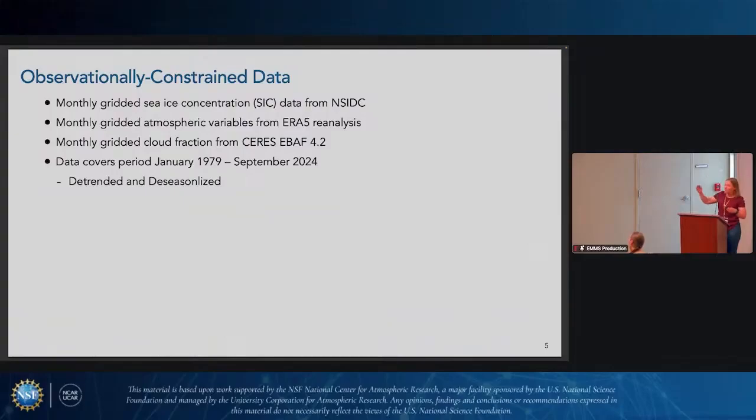So for the observationally constrained data I'm going to use monthly gridded sea ice data from the NSIDC, a bunch of atmospheric data from ERA5, and some cloud fraction data from CERES. All this data covers the period from 1979 until this past September.